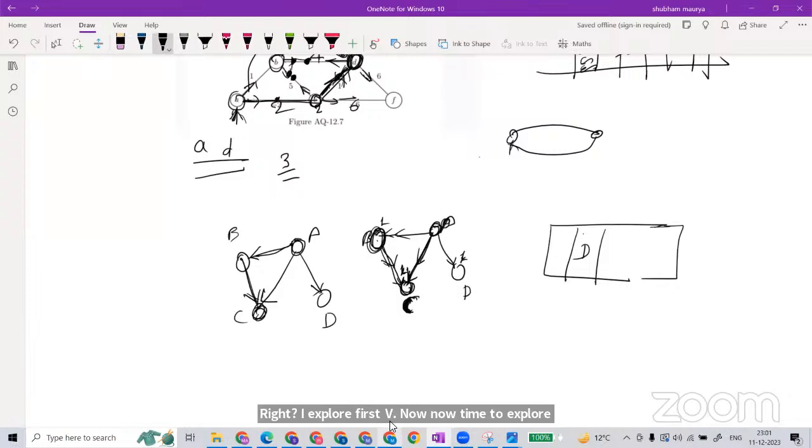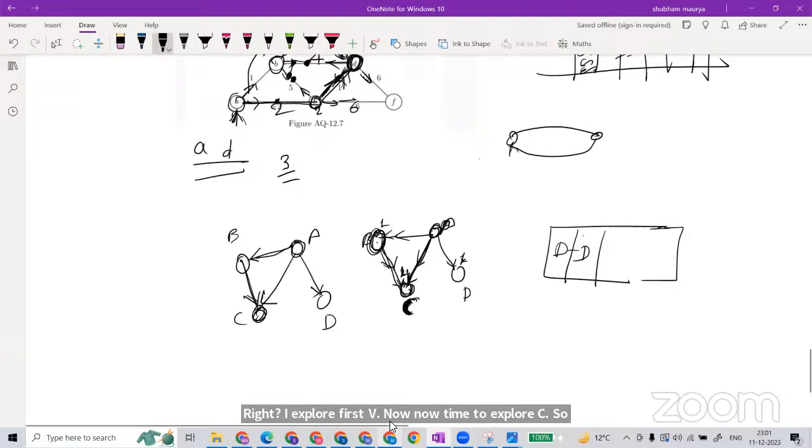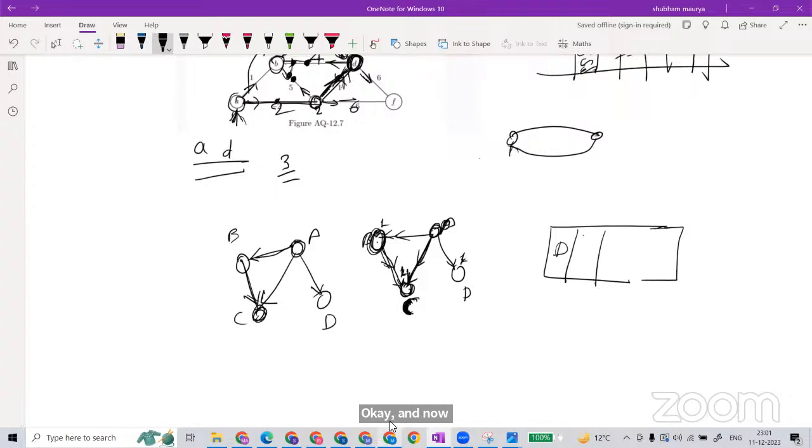So once you explore C, D will be here now. And now from C, what are the vertices I can visit? A is already explored, B is already explored, so only D remains. There is no unvisited vertex for C.